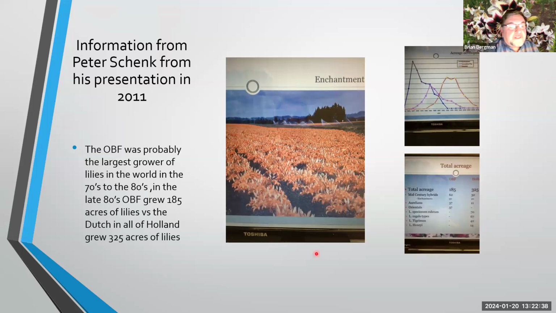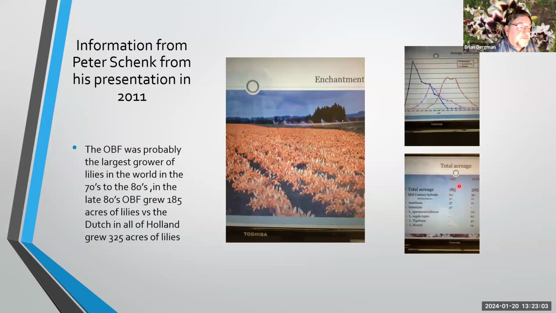And on the right-hand side, we have graphs. The top graph shows you in the 70s, the very peaked one was Enchantment, and then it disappeared by the 90s. The next one is Connecticut King, and the next one is Stargazer. And things were changing.